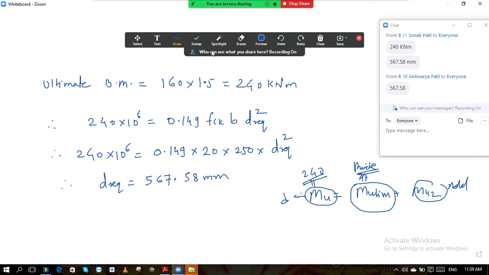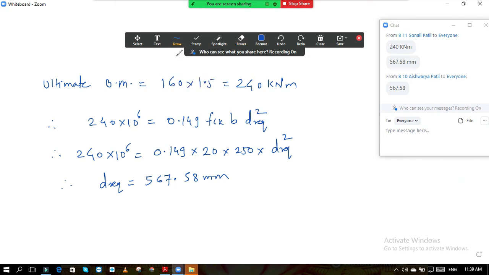Okay, so here, as we are designing the doubly reinforced section, suppose now we have a restriction. Suppose you are designing a beam in an apartment ground floor parking, and there you have a depth restriction of 500 mm, so you cannot take the beam depth more than 500 mm. And your required depth has come as 567.58. Okay, so still you are not going to provide this required depth because your restriction is limited to 500 mm.